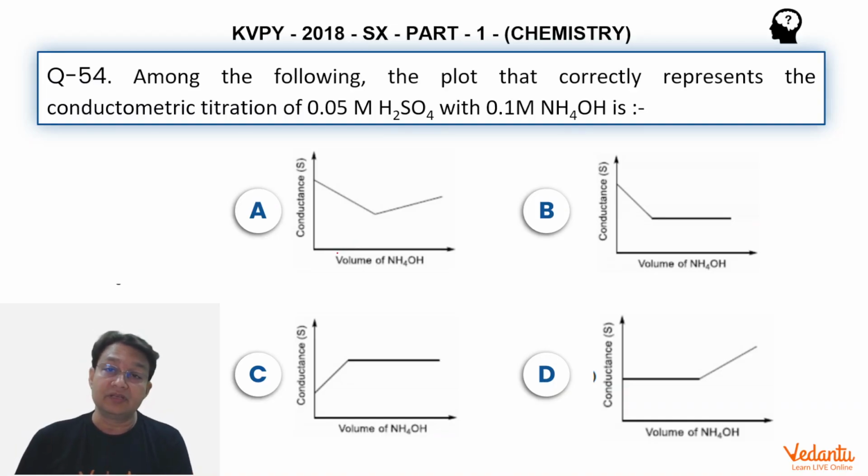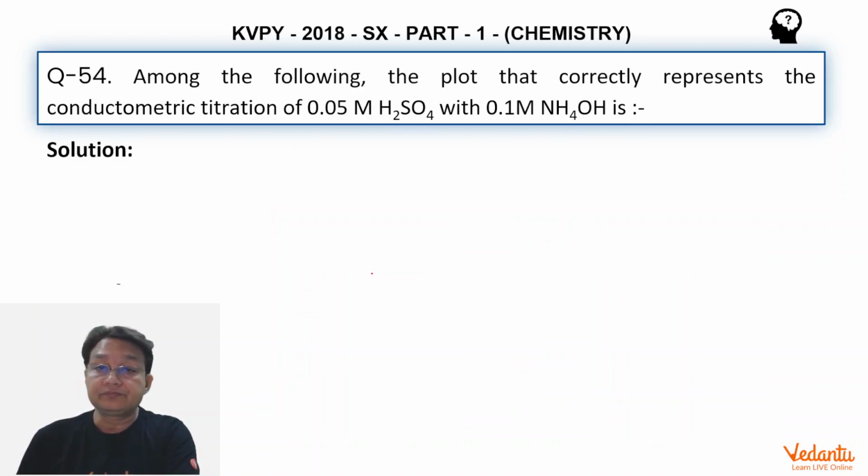Here is a question. Among the following, the plot that correctly represents the conductometric titration of strong acid H2SO4 with weak base NH4OH. We are adding base and we are measuring the conductance of the H2SO4 solution. So, what is the approach of this problem?